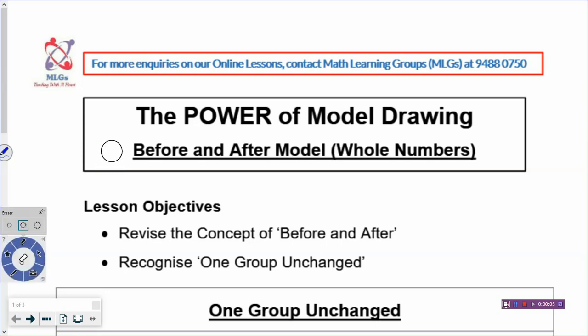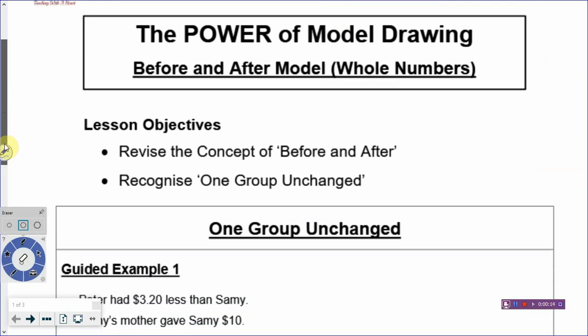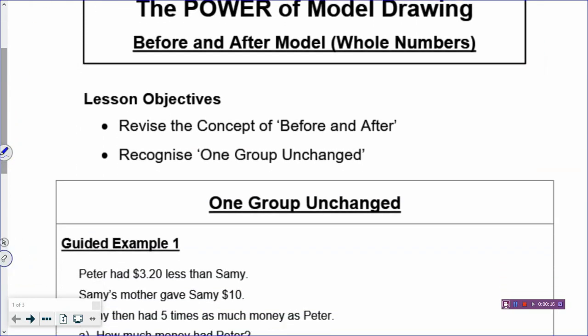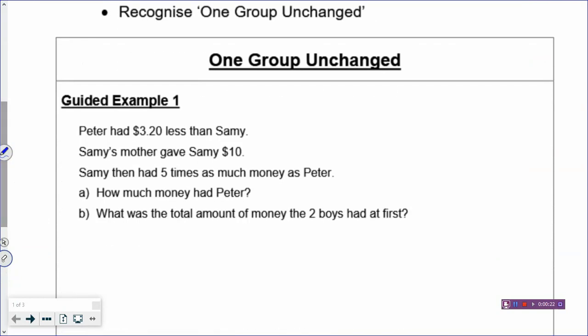Now, today we are going to continue with our before and after model, and how do we draw this model for before and after problems. So we are going to look at one group unchanged, and it's actually very easy to draw the model as long as you are able to draw out the sentences. So let's look at example 1, and let me show you it's actually quite easy to draw the problem without having to think very hard.